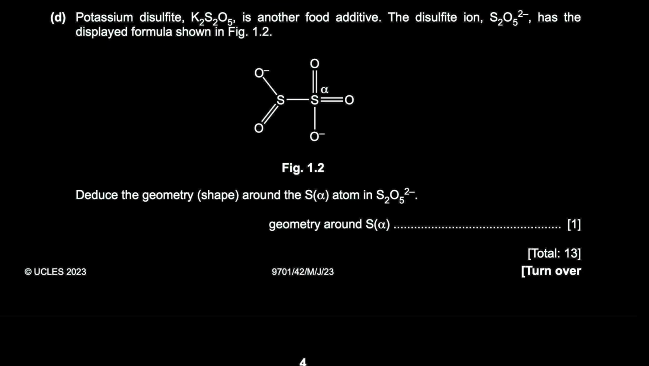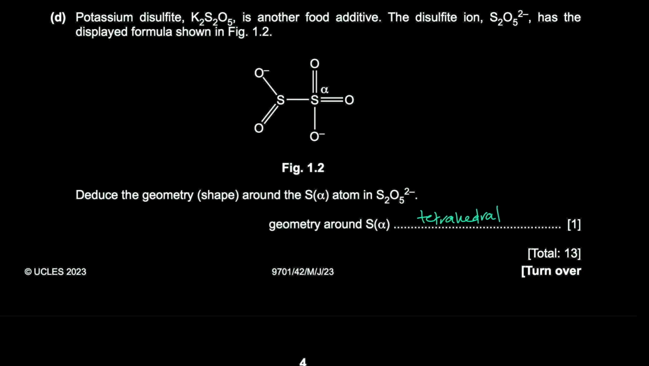Potassium disulfite is another food additive. The disulfite ion S2O5 2- has the displayed formula shown in figure 1.2. Deduce the geometry around this sulfur atom in S2O5 2-. This is the alpha sulfur atom. So what do you think the geometry around the sulfur atom is? Sulfur has 6 valence electrons, all of them are bonded. You have 4 atoms, no lone pairs. So if you have 4 atoms around a central atom, what's the geometry around that central atom? The geometry is tetrahedral.